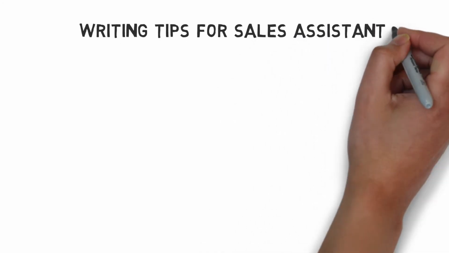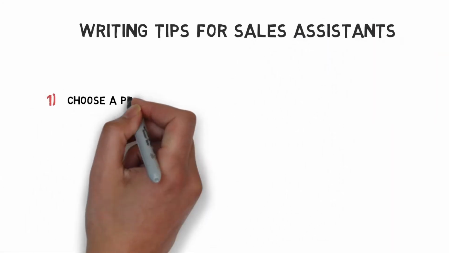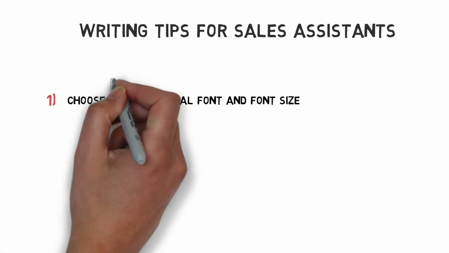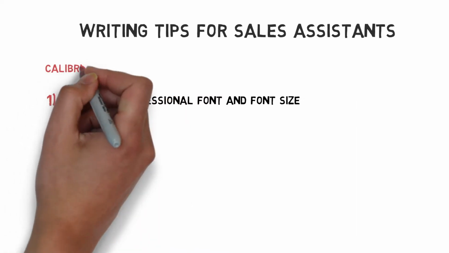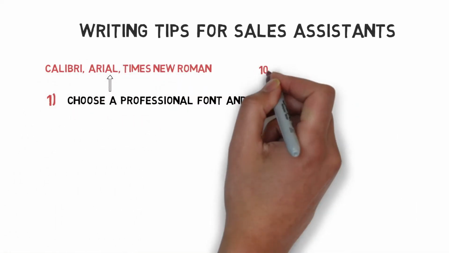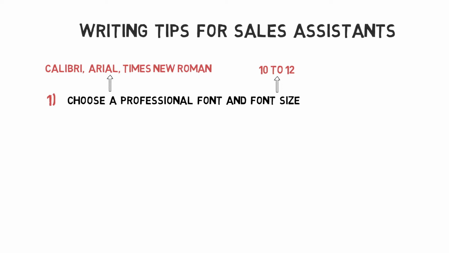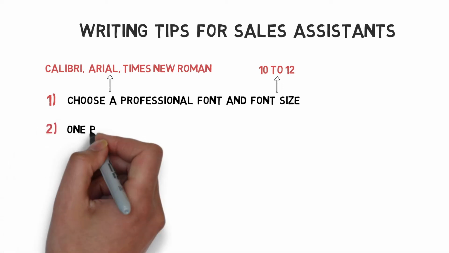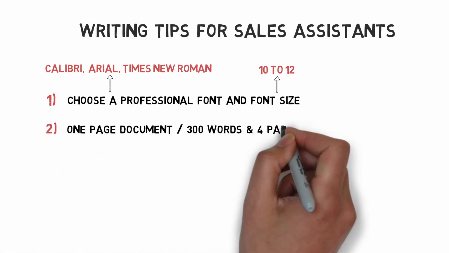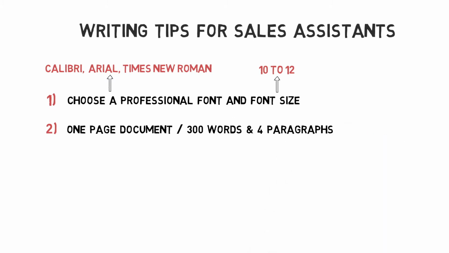Now before I get started, let me first emphasize the most important writing tips for sales assistants. First off, pick a suitable font or font size that is easy to read. Calibri, Arial or Times New Roman with a 10 to 12 point font size will do. Secondly, stick to a one-page document of around 300 words and divide your letter into 4 paragraphs, including an introduction, motivation, matching and closing paragraph.